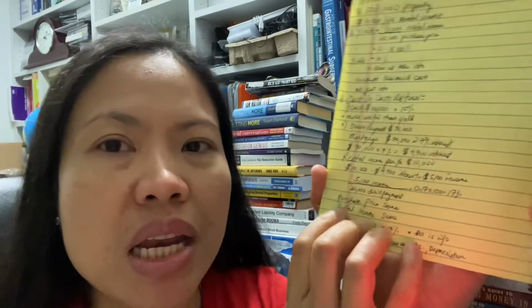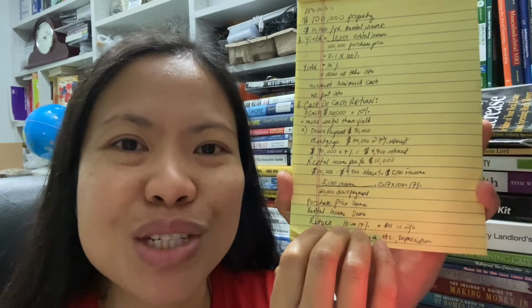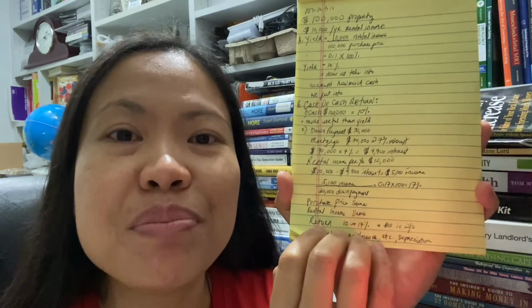So to get the cash on cash return, $5,100 income divided by your $30,000 down payment will give you 0.17, and we multiply it by 100 to get a percentage. So that will give you a 17% cash on cash return. Now you notice that the purchase price is still the same, which is $100,000. The rental income is also still the same, which is $10,000, but there's a big difference in the return, from 10% to 17%.